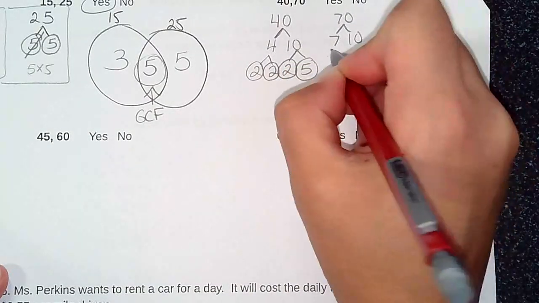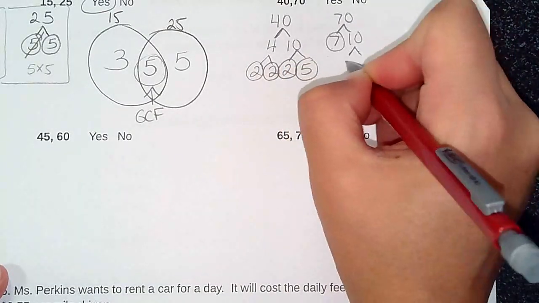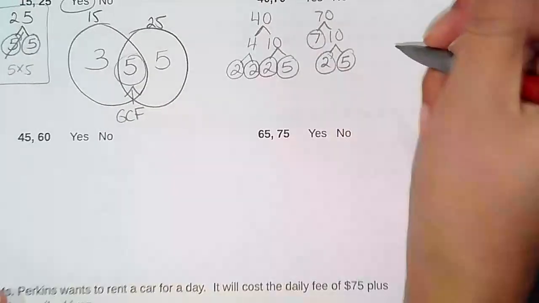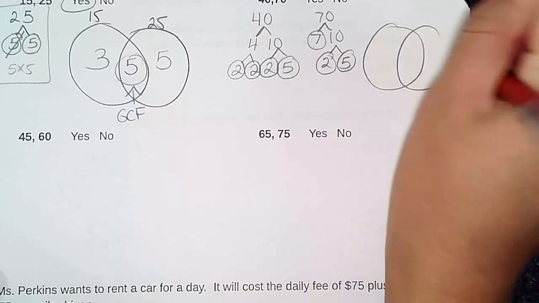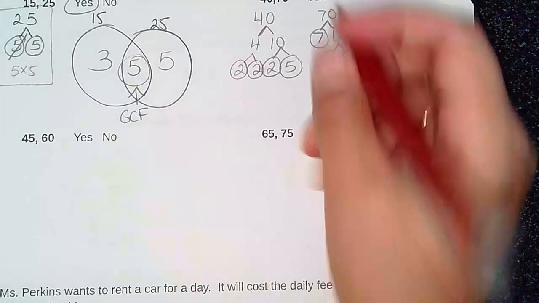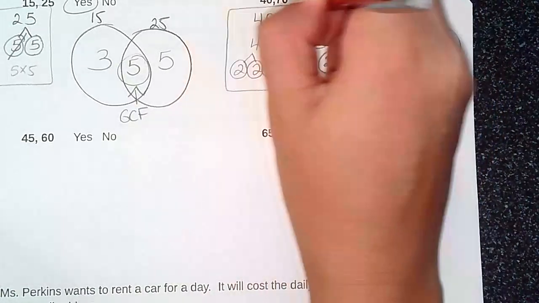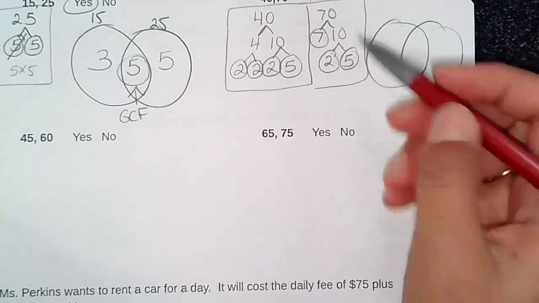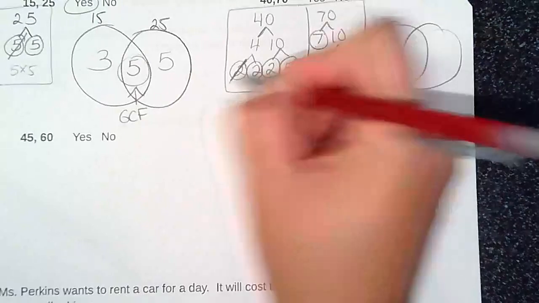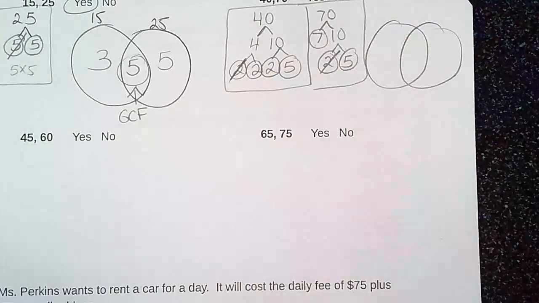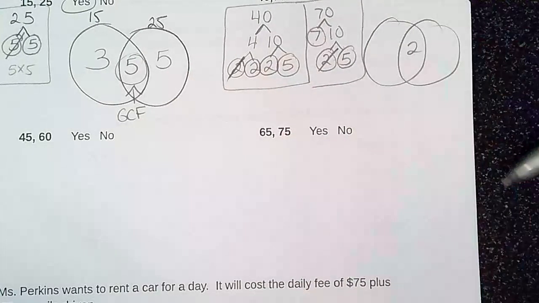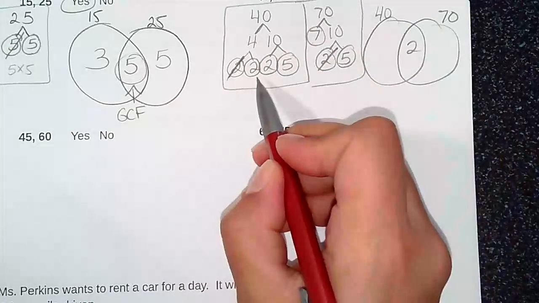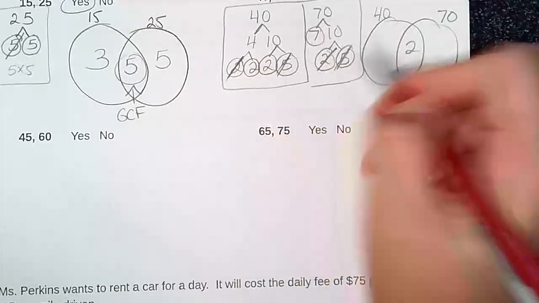Then I have 70. 7 times 10. 7 is prime. 10 is not. Break it down to the prime factorization. Okay, so now, remember, here's my left foot, here's my right foot. It's like a shoe. What pairs do they have in common? So they both have a 2. I put that in the middle. This is 40, this is 70. They both have a 5. I put that in the middle.